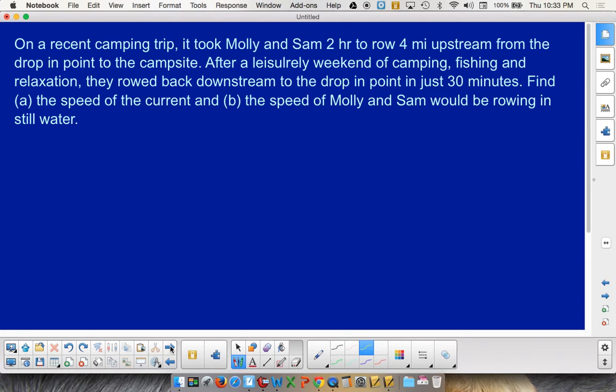So, first things first, you need to set up what my variables represent. Mission critical. What's going to be x, what's going to be y? Well, the 2 things they want to know are the speed of the current, so I'm going to make x be the current. And y is going to be their rowing speed in still water.